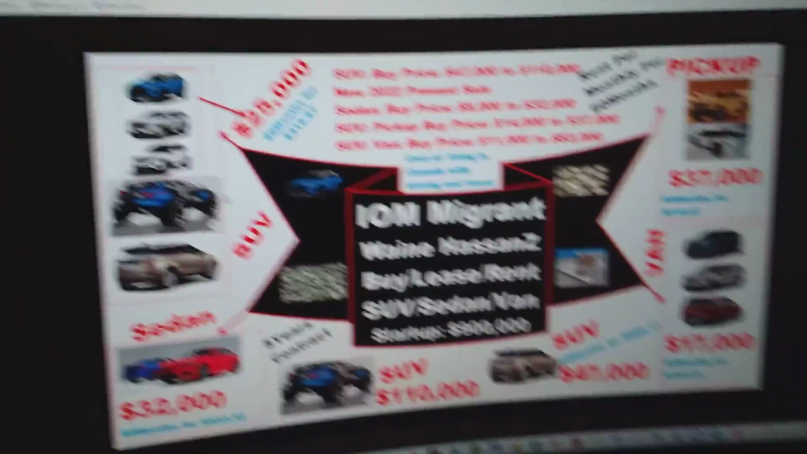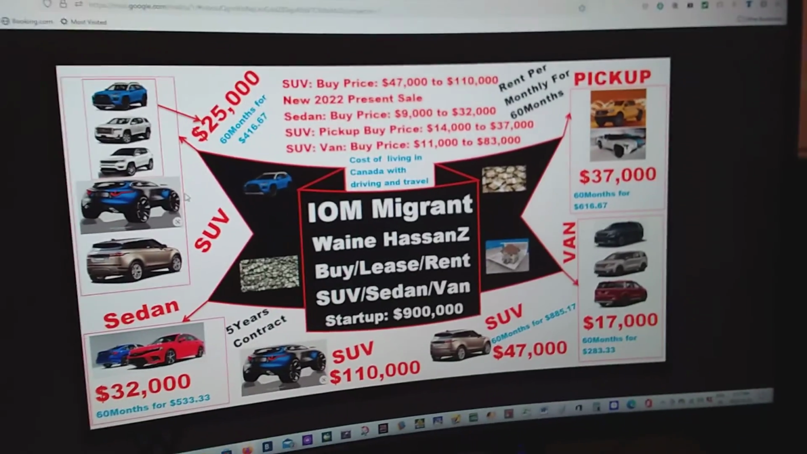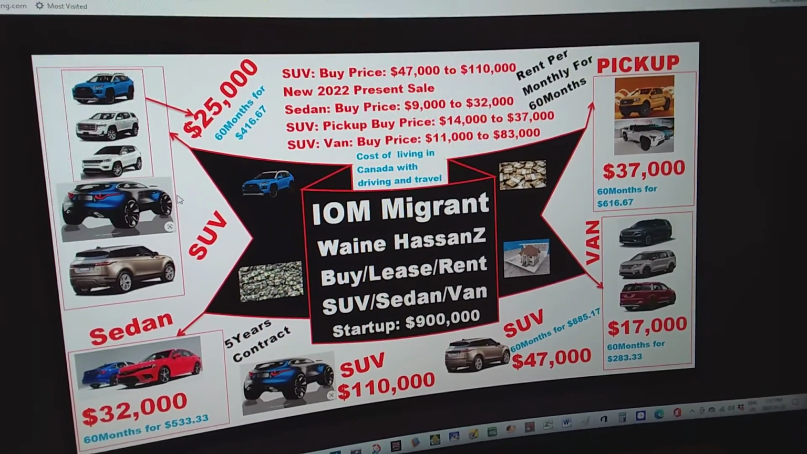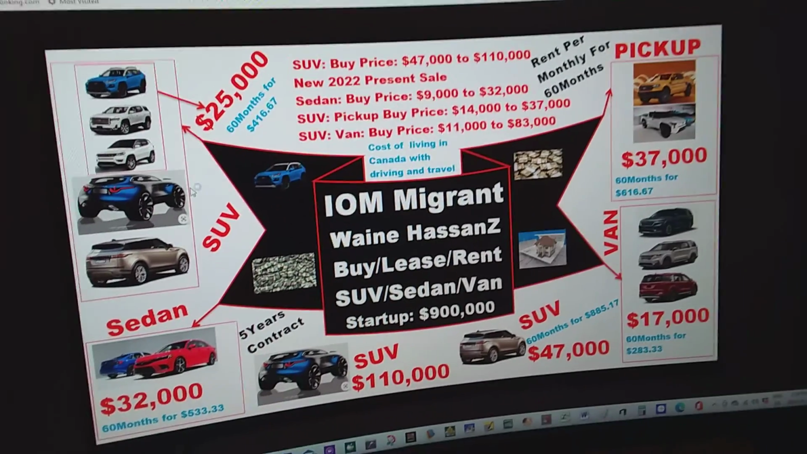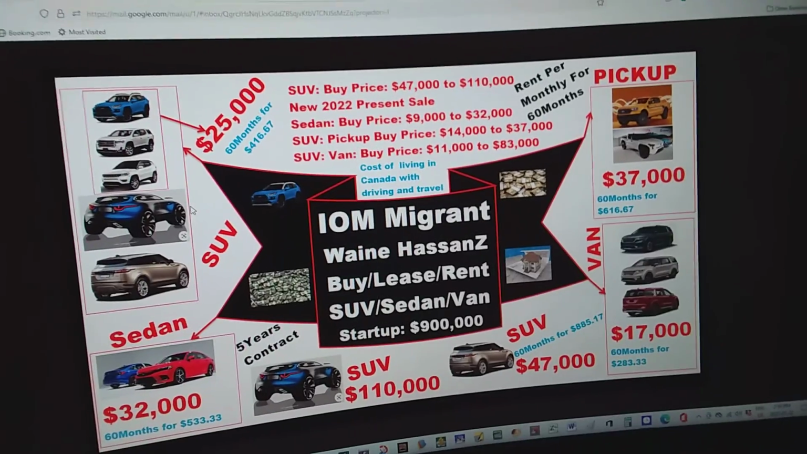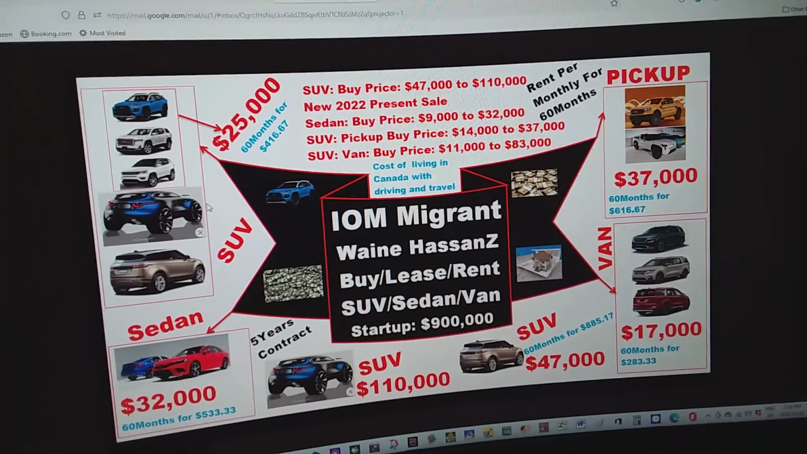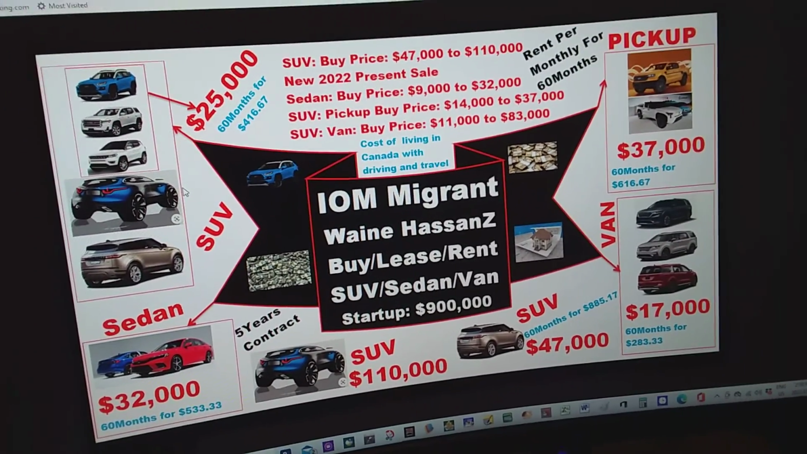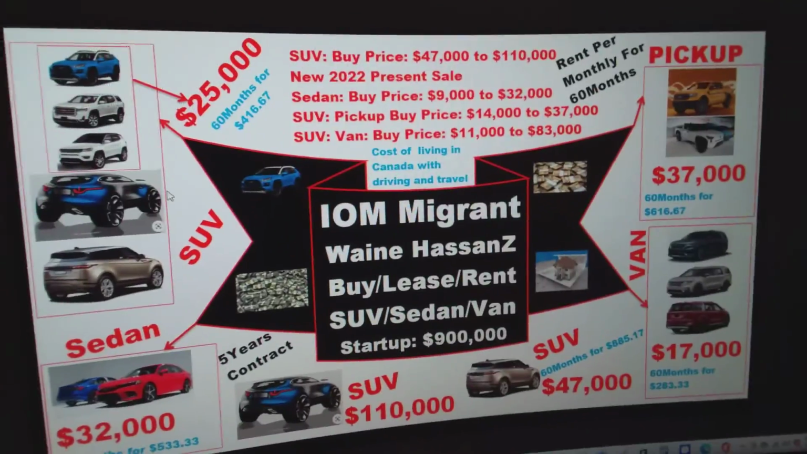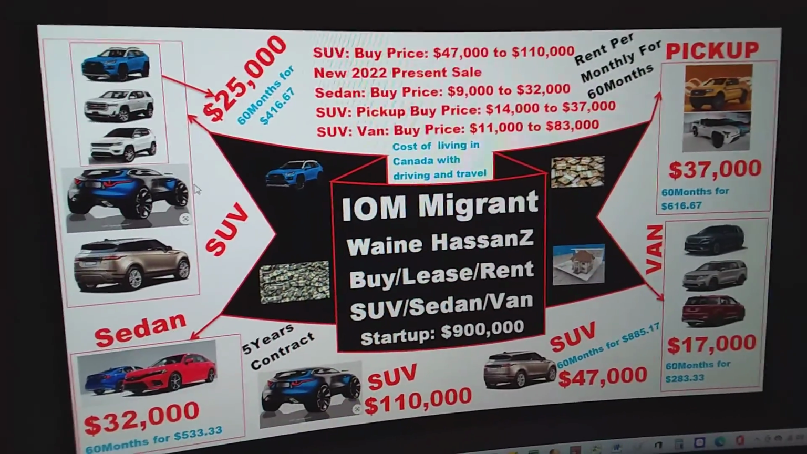Ladies and gentlemen, this is today's topic. Let's see what the cost of living is for motor vehicle drivers, if they want to drive vehicles. Let's see the price of a vehicle, how much a car costs.